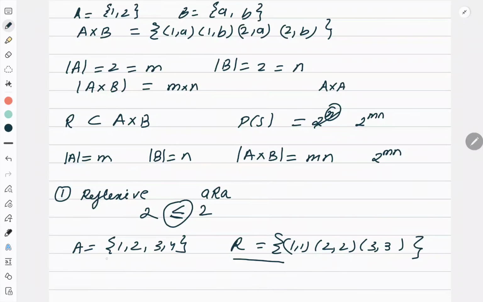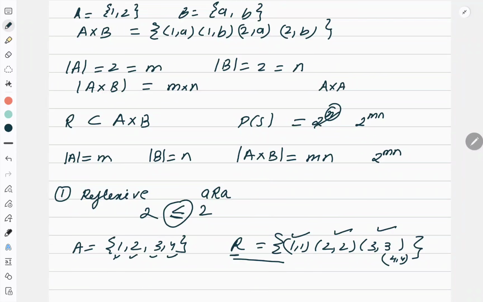This is not a reflexive relation. Why? Because in A I have 1, 2, 3 and 4. This relation R would be reflexive if (1, 1) is there, which it is, (2, 2) is there, which it is, and (3, 3) is there, which it is, but (4, 4) is missing. So if I put (4, 4) here also, it becomes a reflexive relation. Otherwise it is not reflexive. Understood? This is the definition of a reflexive relation.